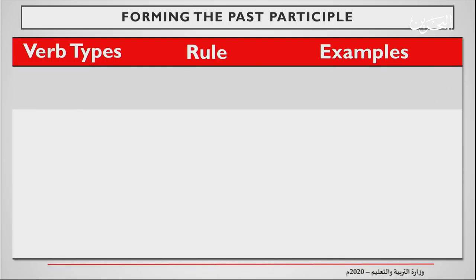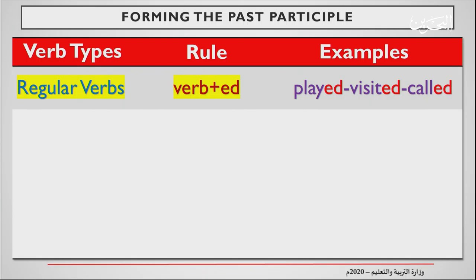Form in the past participle. You see, it is very important to know how to form the past participle to form more past modal sentences. So we have verb types. The first type is regular verbs. And the rule is simple. You have the verb plus ed, just like the examples. Play, you just add ed to make it in the past participle. Played, visit, visited, call, called.